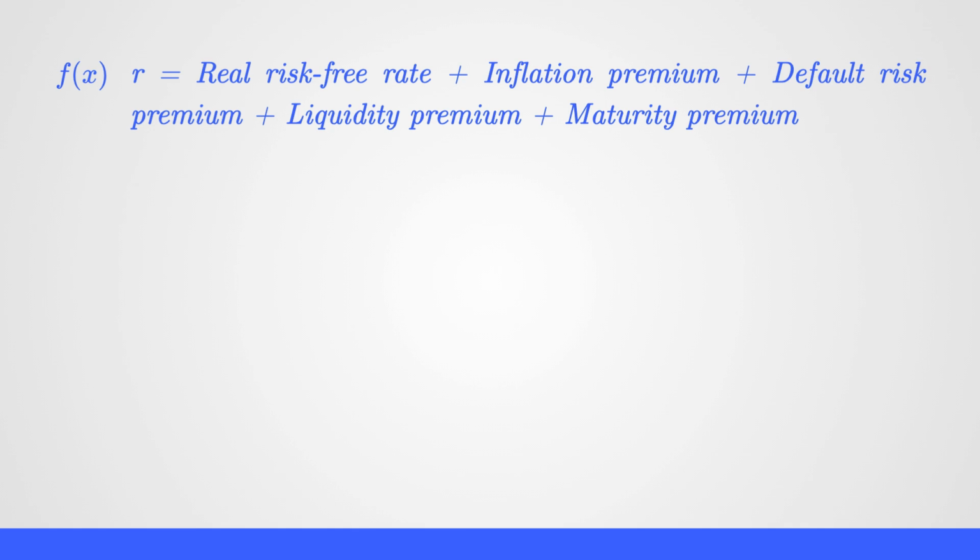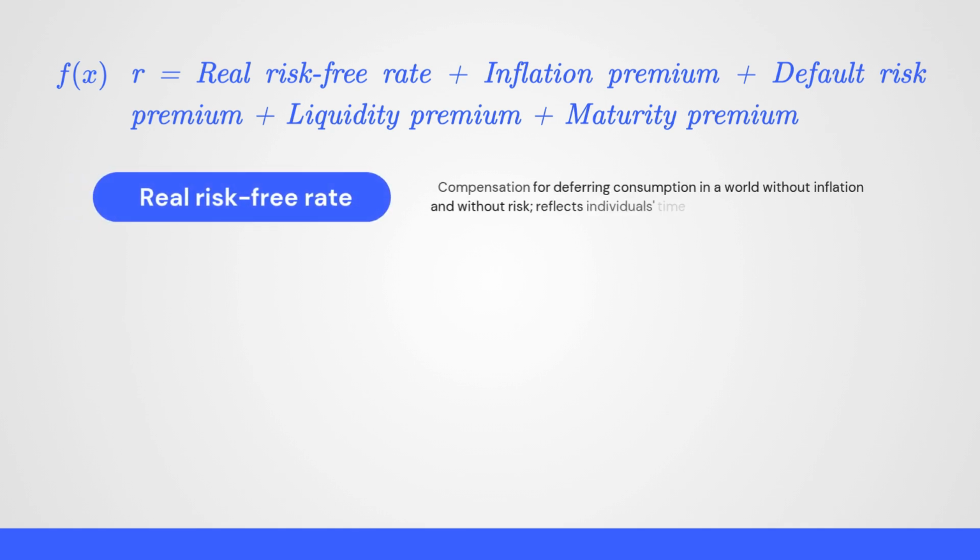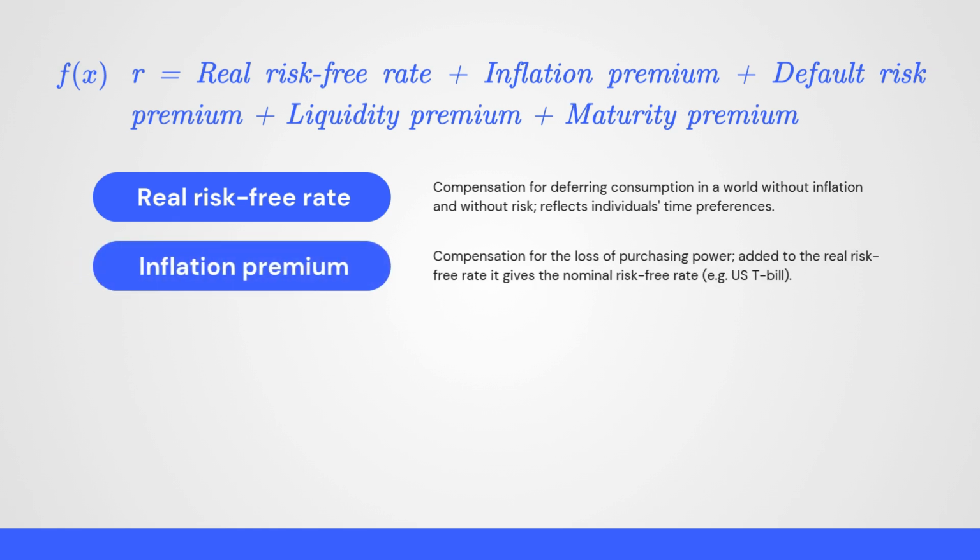So where does that interest rate come from? We can break any nominal rate into building blocks. Start with the real risk-free rate, the pure reward for waiting in a world with no inflation and no risk. Add an inflation premium to compensate for lost purchasing power. Together, those two give you the nominal risk-free rate, like a short-term government bill.